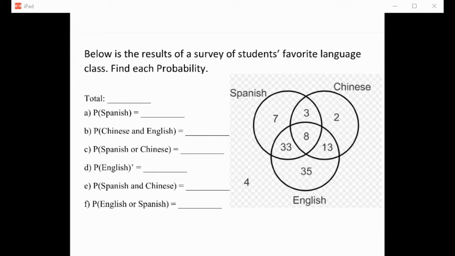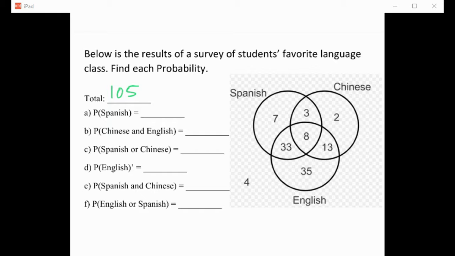So this was from yesterday, and I'm not gonna do the last two because it's repetitive. But essentially, when doing the probabilities, you got to make sure that you know the total. Sorry. So the total here is 105.